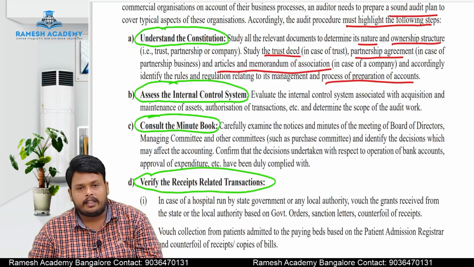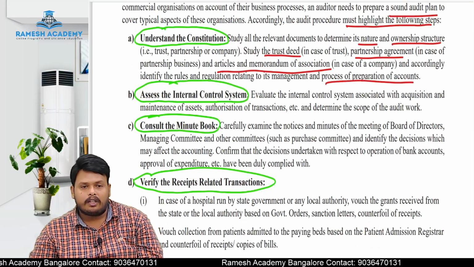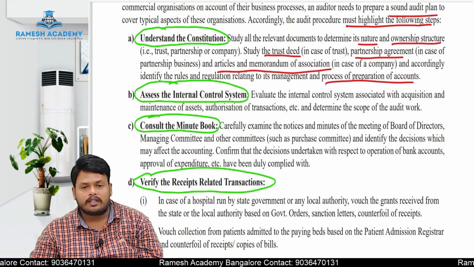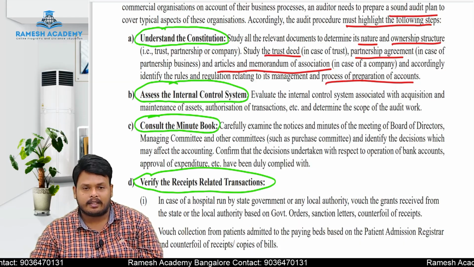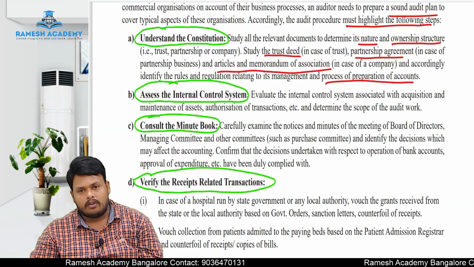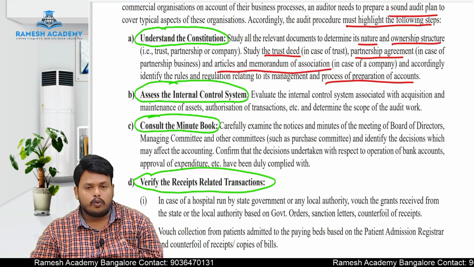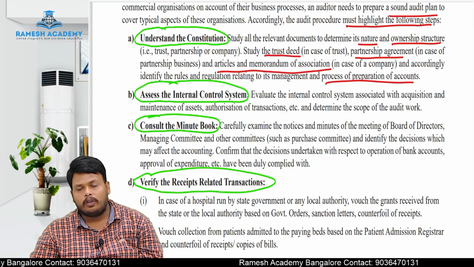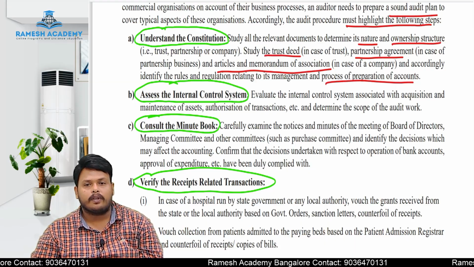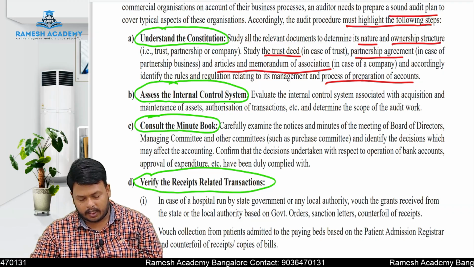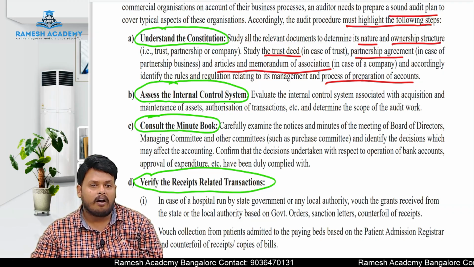Second, assess the internal control system. An auditor, before drawing up an audit program, has to evaluate and assess the internal control system with its acquisition and maintenance of assets. So how are they acquiring the asset, on whose approval are they acquiring the asset, how are they maintaining the assets, whether they have yearly contractual agreements or what, how are they authorizing the transactions, how are they approving the transactions, etc. All these things the auditor has to assess. So the auditor has to evaluate the internal control system of the organization.